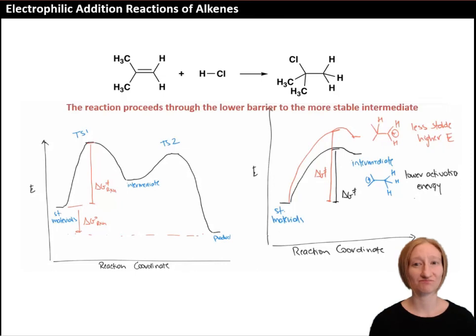So once again, a lower transition state energy means a lower activation energy and a faster reaction. So the reaction will proceed through the lower barrier pathway, the one shown in black, to the more stable carbocation, the one drawn in blue.